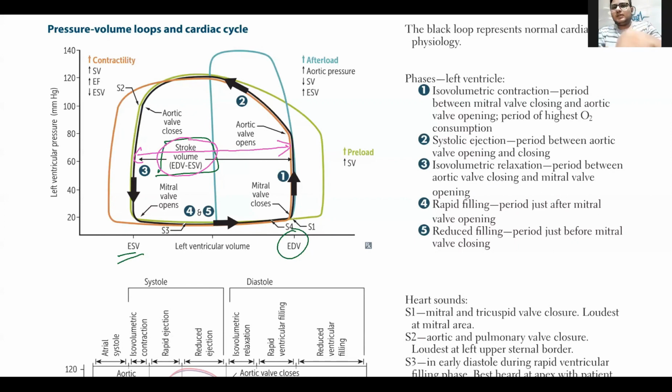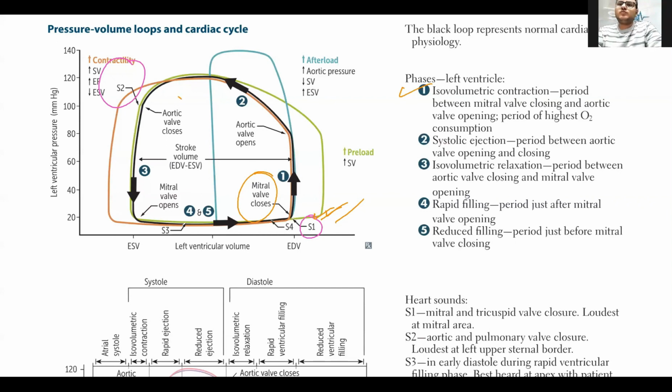Now, the next important question is: what are the places where S1 and S2 are produced? That is very important. In which phase of the pressure volume loop and cardiac cycle are S1 and S2 produced? All of you already know that S1 is produced when the mitral valve closes, just before the isovolumetric contraction. And S2 is produced when the aortic valve closes, just before the isovolumetric relaxation.